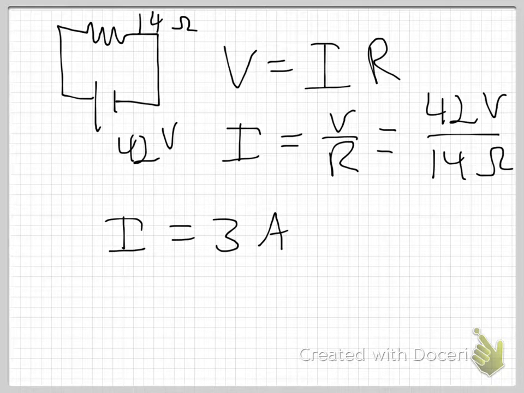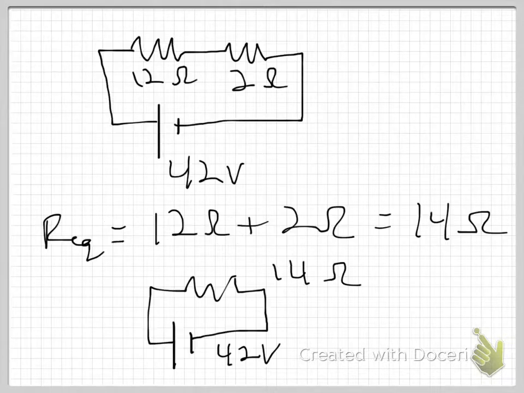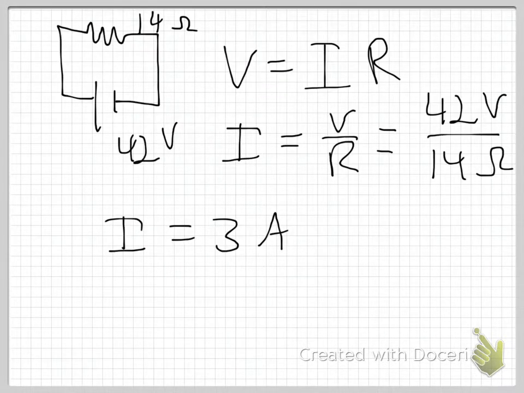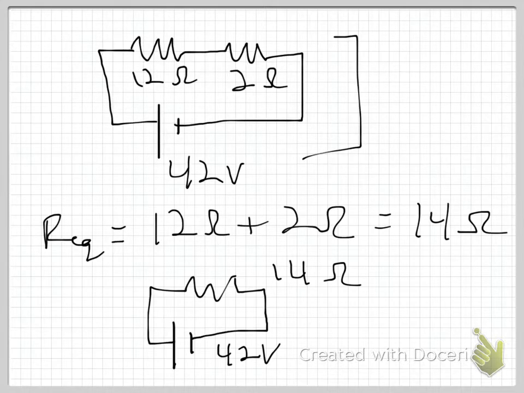So let's go back one step and look at this. If I look at this configuration here, which is an equivalent configuration, what I get is that the current flowing through the 12 ohm resistor and the 2 ohm resistor has to be the same as the current flowing through this one, which is 3 amps. Right? But again, this is also an equivalent circuit. I haven't actually answered the question yet, so let's go back one more step.